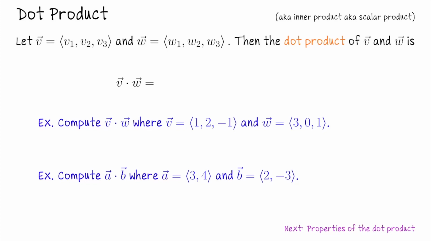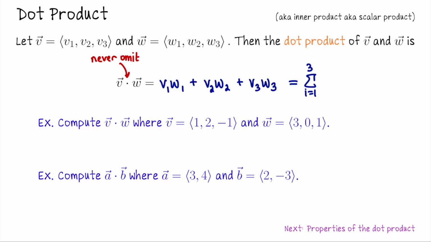The dot product of v and w, which we write v dot w, and we never omit that dot symbol, is computed by multiplying their x-coordinates together. So that would be v1 times w1, plus multiply their y-coordinates together, plus multiply their z-coordinates together. You could write this as the sum from i equals 1 to i equals 3, vi wi, although it's not really necessary here. Okay, so it's a pretty simple calculation to do. Let's do a couple examples.